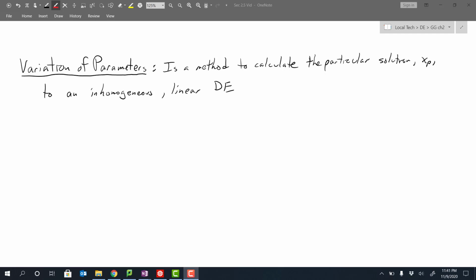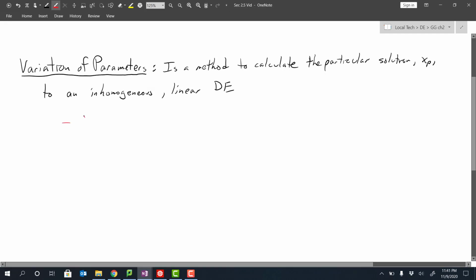Now the thing to note in this definition is the lack of restrictions. So if we compare this method to the method of undetermined coefficients, one difference is here the coefficients of the differential equation do not have to be constant.